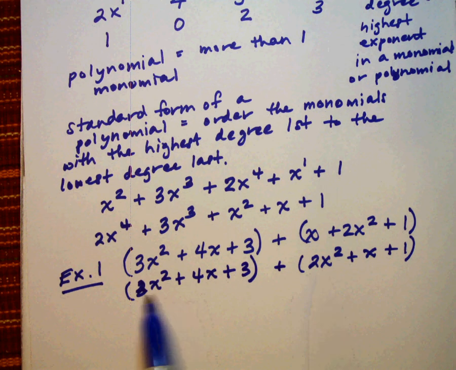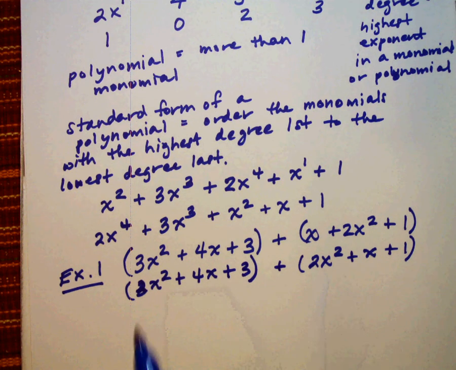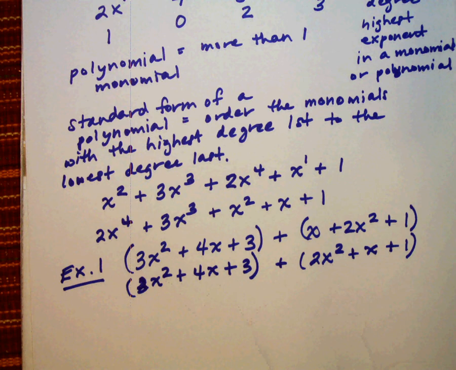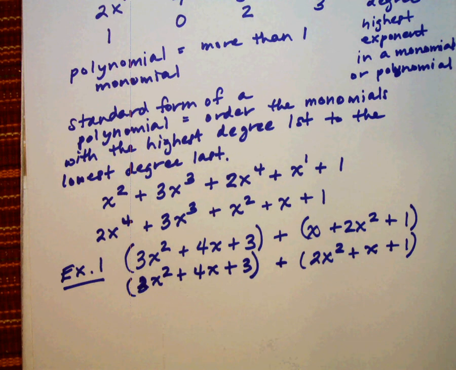Now there's a number of ways you can do this. You can add the like terms together. So you can add 3x squared with the 2x squared. You can put them together. Or there's another way you can do this.